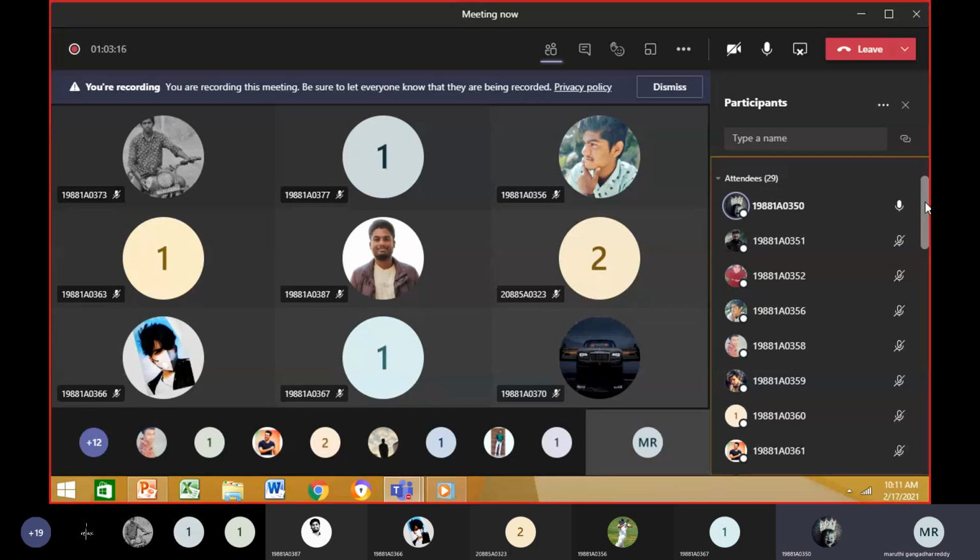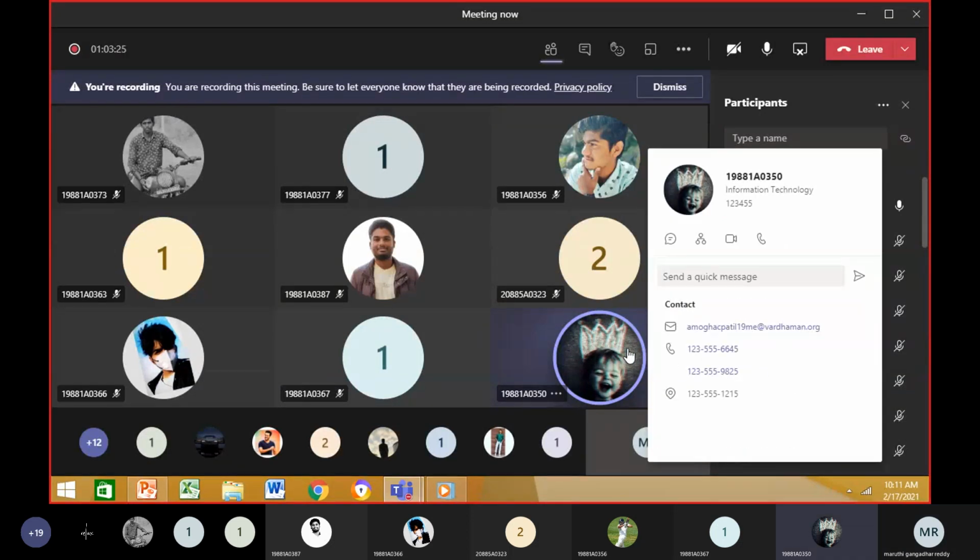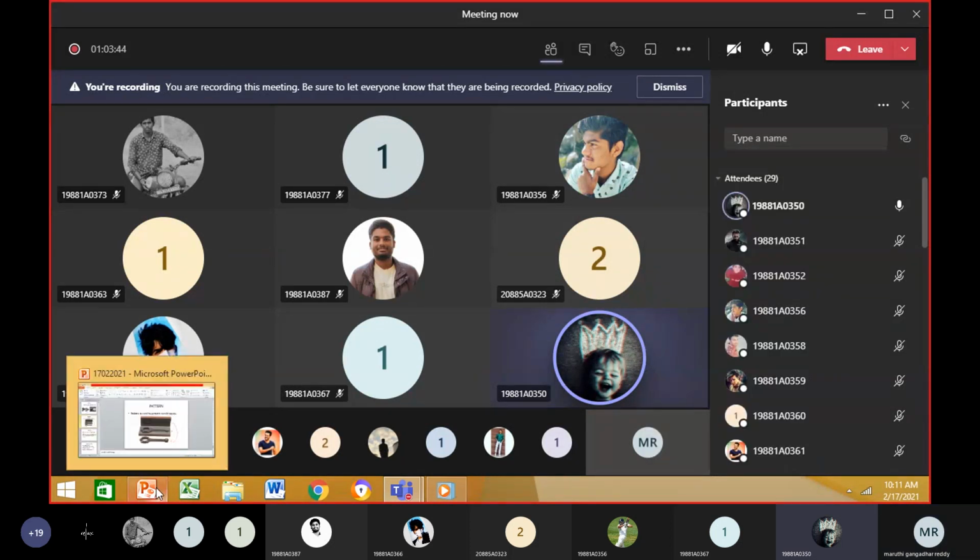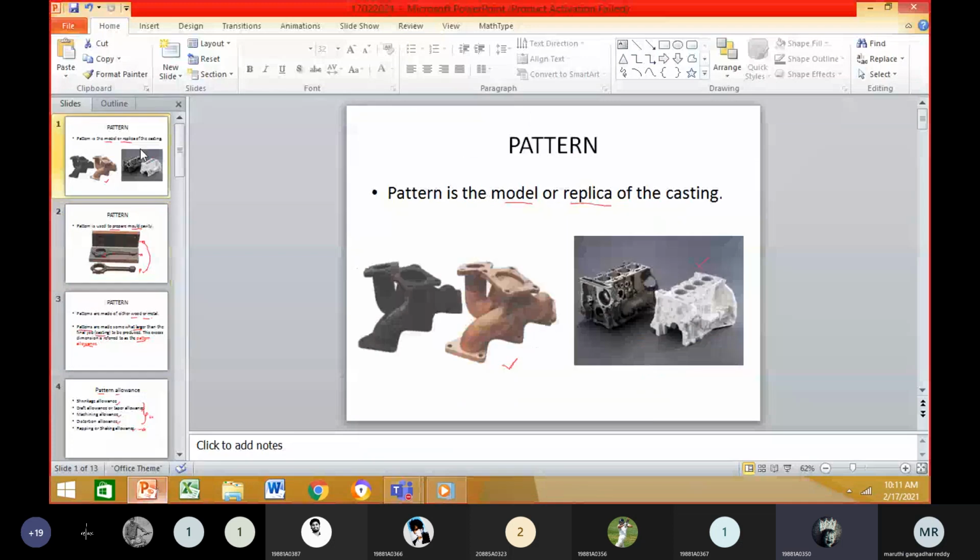Yes, sir. Can you tell what are the applications of the casting process? 350. What's your name? Amog Patil, right? Okay. What are the applications of casting? In casting, engines we use, and wooden blocks or steel blocks also. No, no. What are the applications of casting?